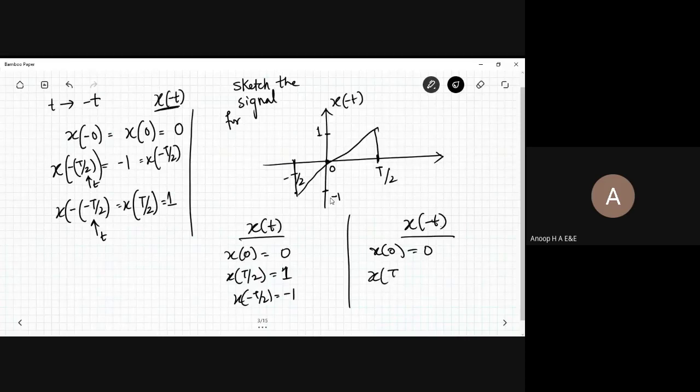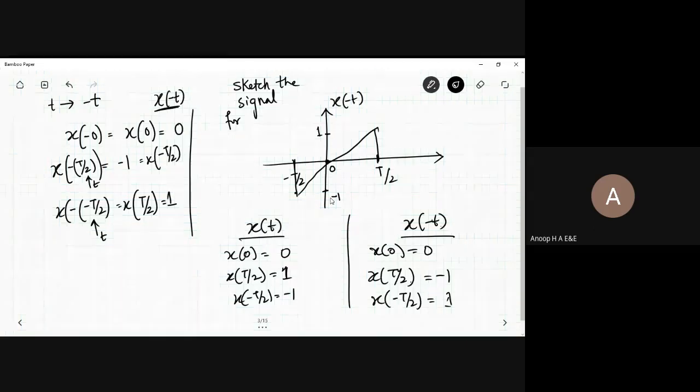X of t by 2, this is the value here. It represents minus 1 there. So x of minus t by 2, that represents the value t. When multiplied with the minus sign, which is the operator, it gives 1. So it is unequal right now.